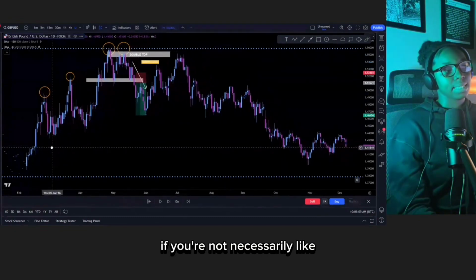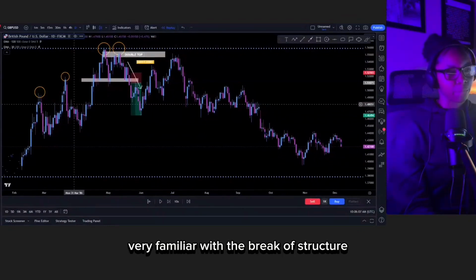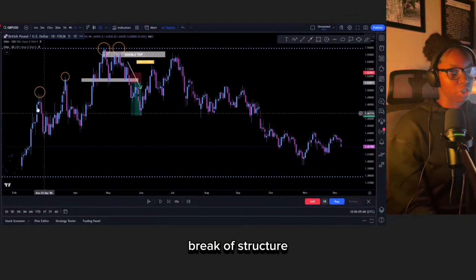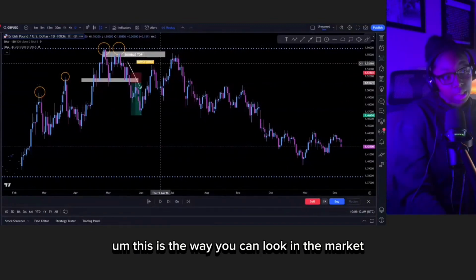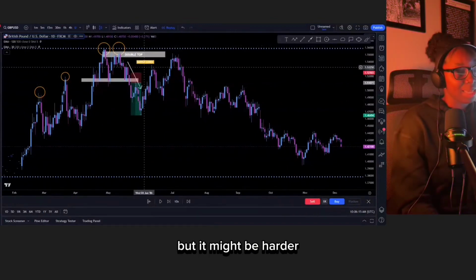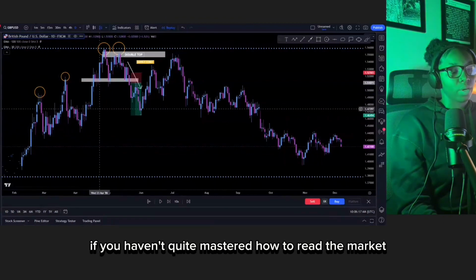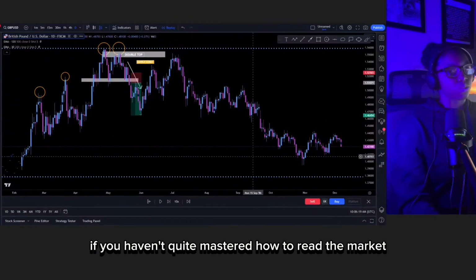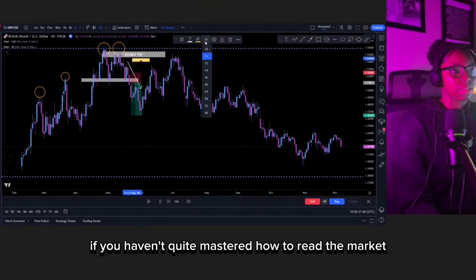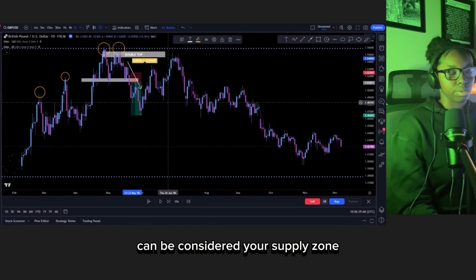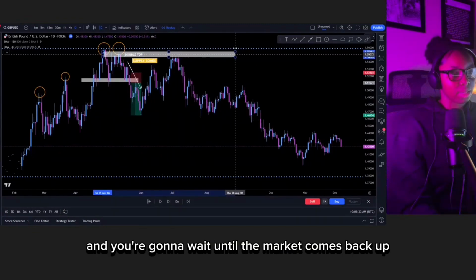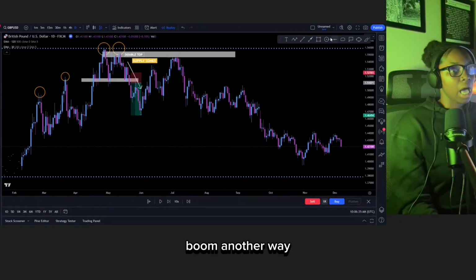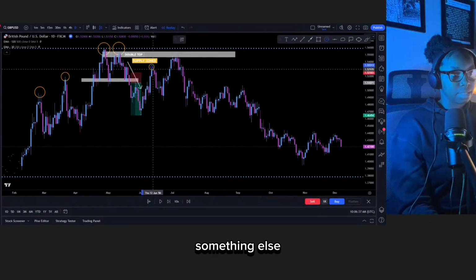If you're not necessarily very familiar with the break of structure, or you're not learning those things yet, this is a way you can look at the market and simplify it. But it might be harder if you haven't quite mastered how to read the market. This, like I said, can be considered your supply zone, and you're going to wait until the market comes back up. Boom.